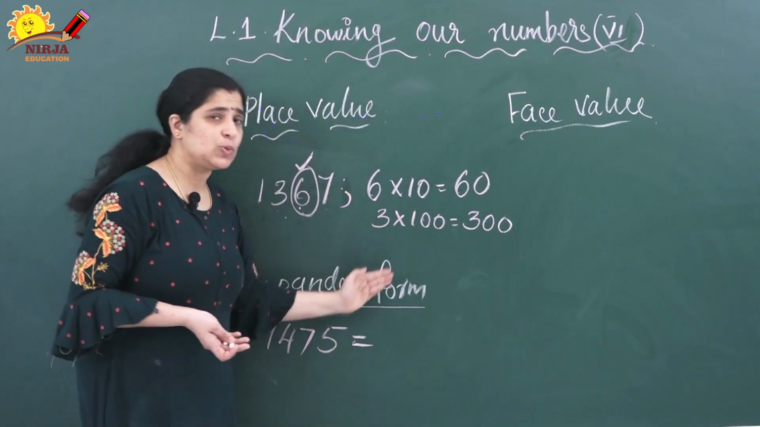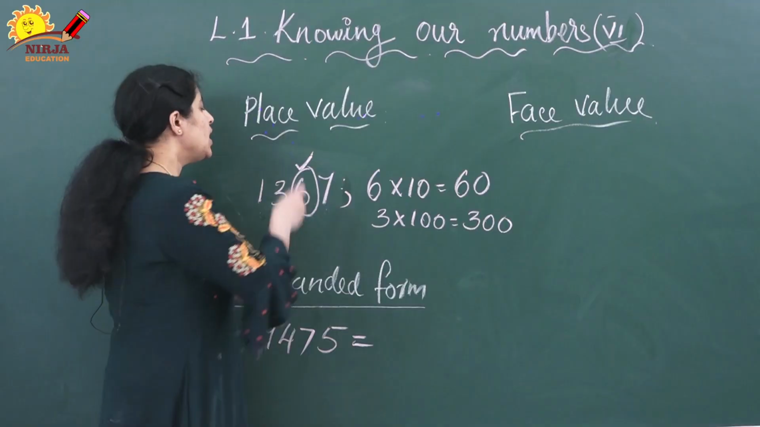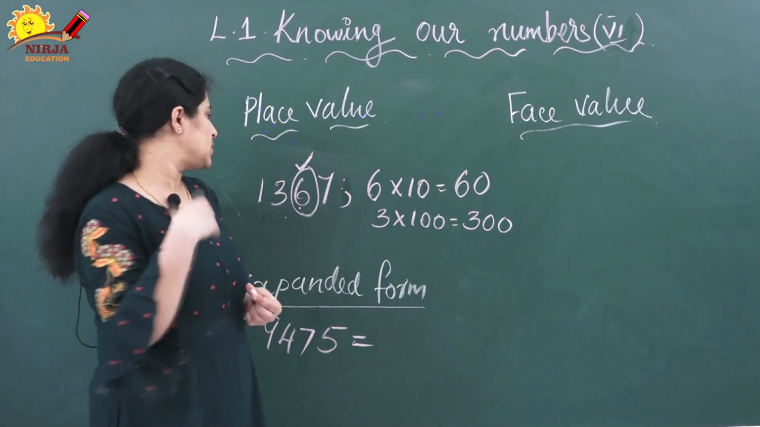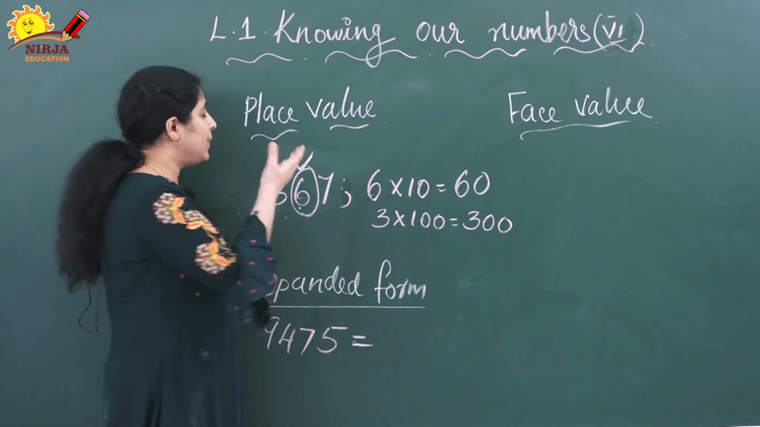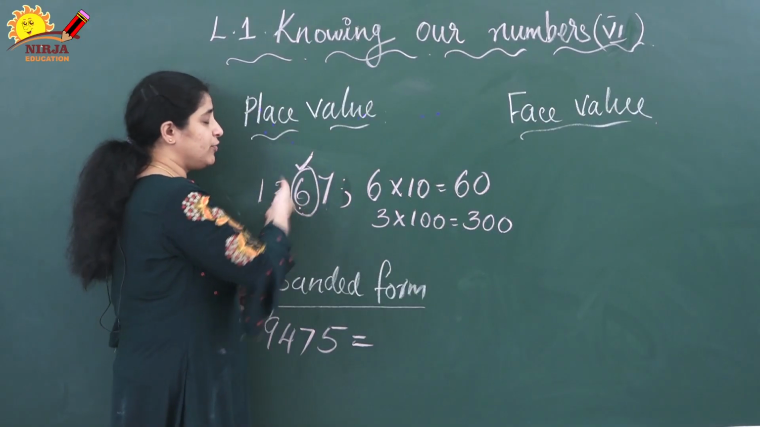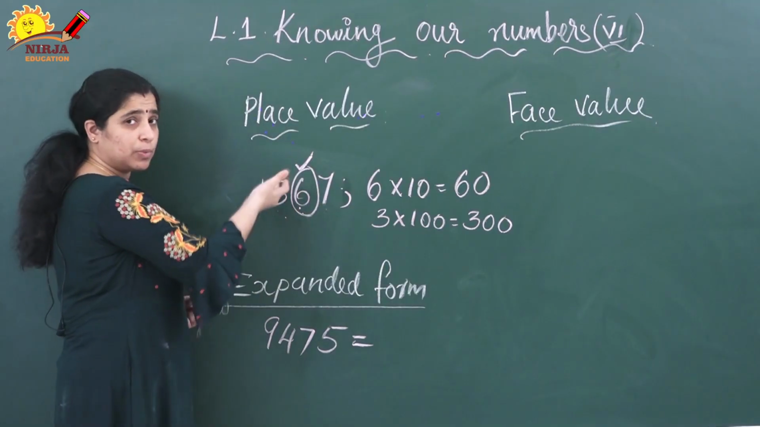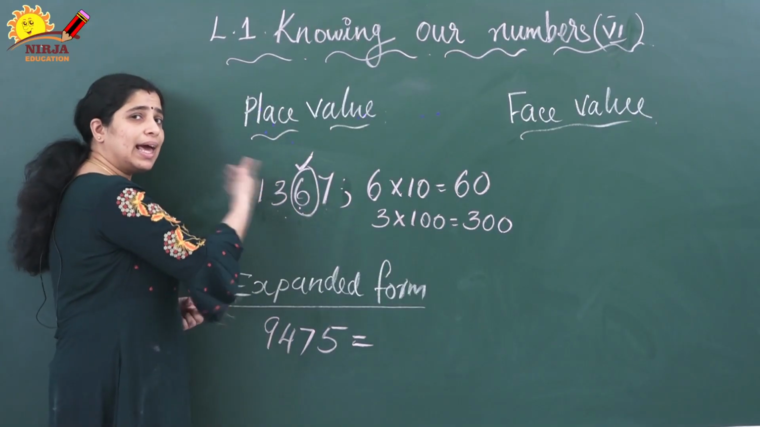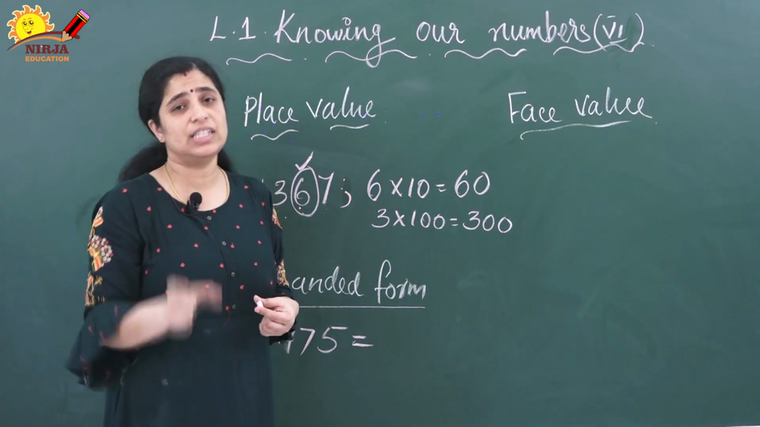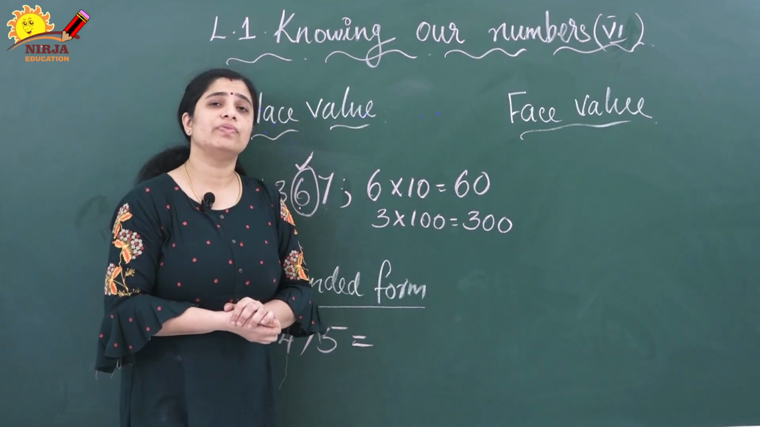So this way you have to find the place value of the numbers. You have to find in which place the digit is. Suppose the question is to find the place value of 6. You have to count from the right side. Ones, tens, 100, 1000. Suppose other numbers are there, like 10,000, you have to count like that and find in which place the digit is. According to that you have to write the place value of the number.